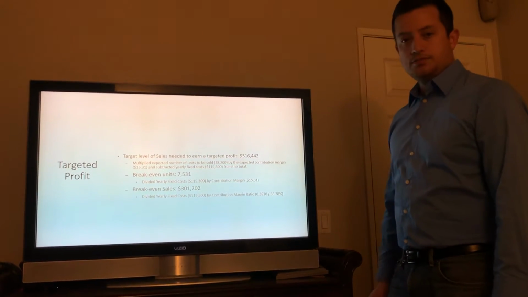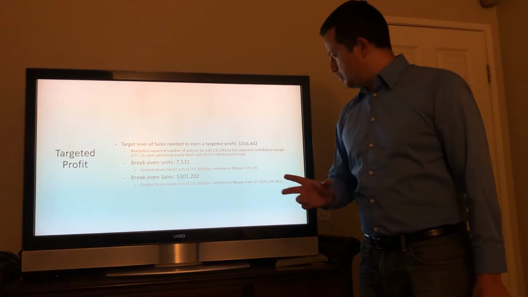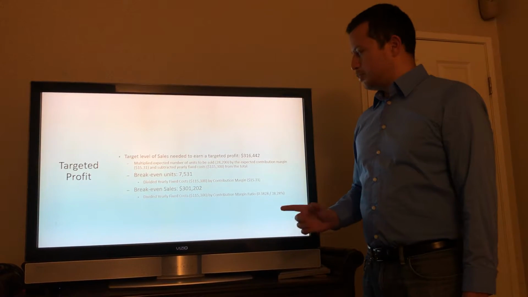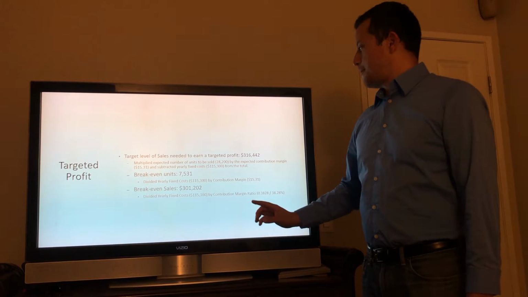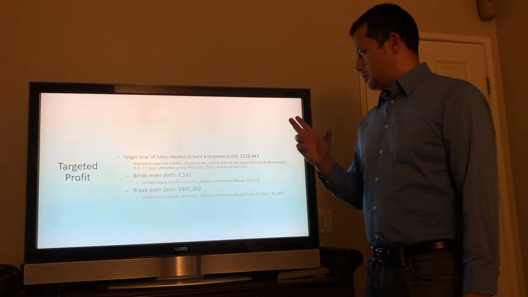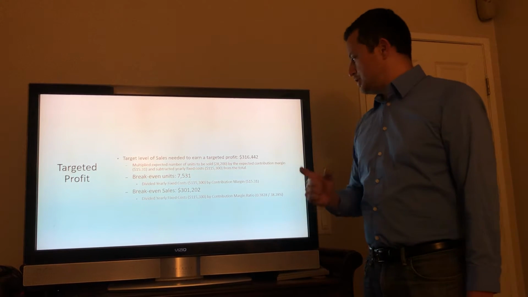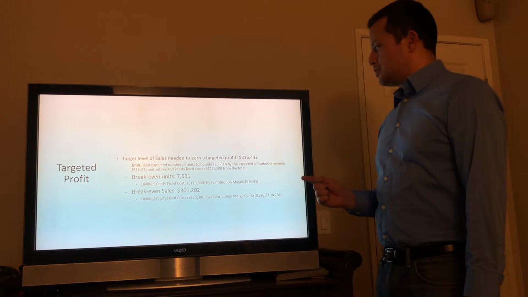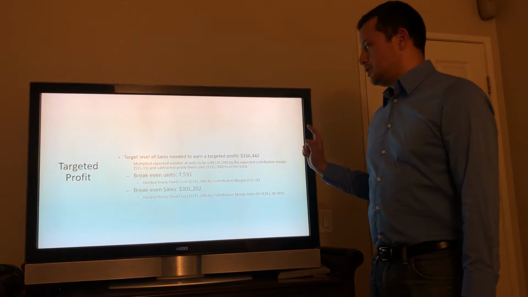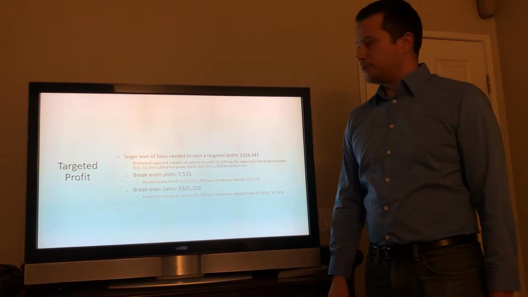To cover the profit at the break-even units, it is done by multiplying the number of units expected to be sold in the year by the contribution margin, which was $15.31. That's how I came up with the target level sales needed for the target profit of $316,442.